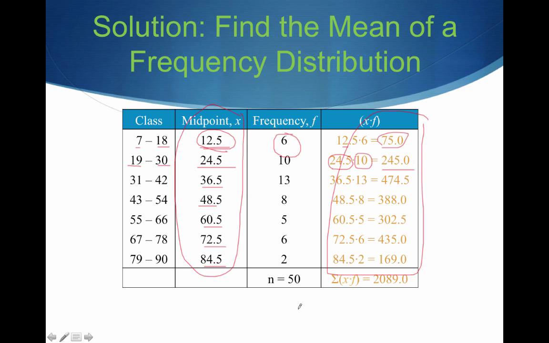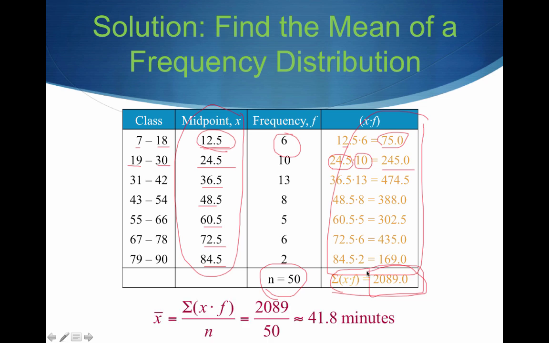All right, now I need to know, well, how many frequencies do I have? I add up my frequencies to get n is equal to 50, and I add up everything I calculated in this last column, so each midpoint times the frequency. I add them all up, and I get 2,089. To get the mean of the frequency distribution, all I do is I take the sum of the midpoint times the frequency, the 2,089, divide it by the sum of the frequencies, and I get approximately 41.8 minutes.